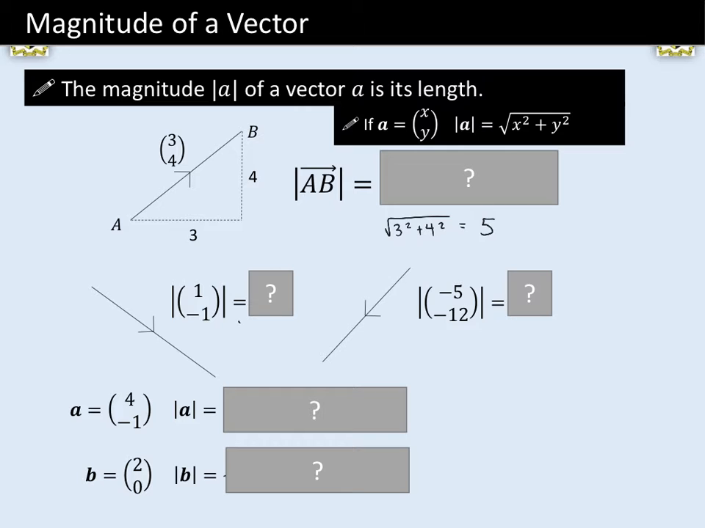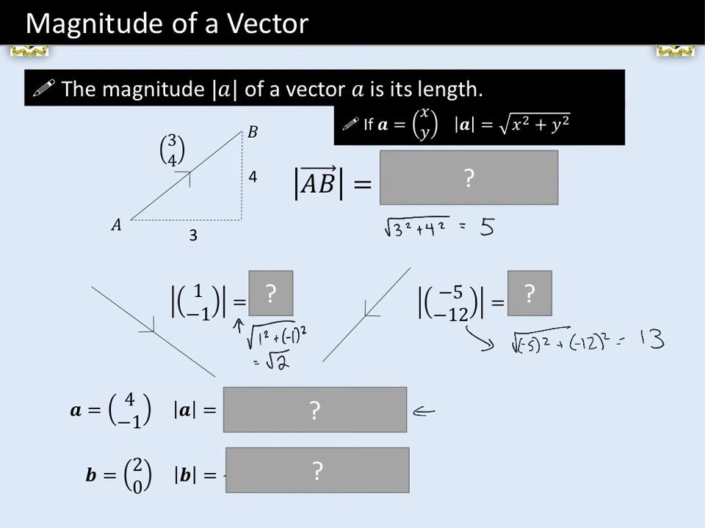If I wanted this vector here, it will be the square root of 1 squared plus minus 1 squared. So that's the square root of 1 plus 1, which is root 2. Remember that if you square a negative number, it becomes positive. You guys get the idea, so if I did this one here, that's the square root of minus 5 squared plus minus 12 squared. If you type that into your calculator, that gives you 13. Okay, on to the next ones.